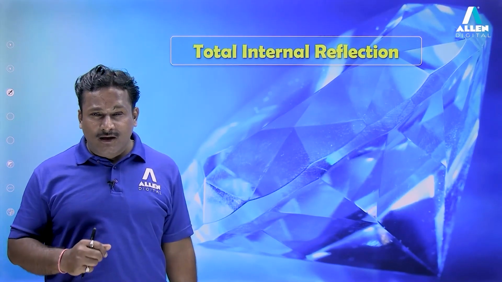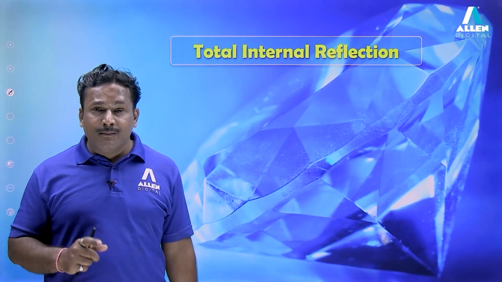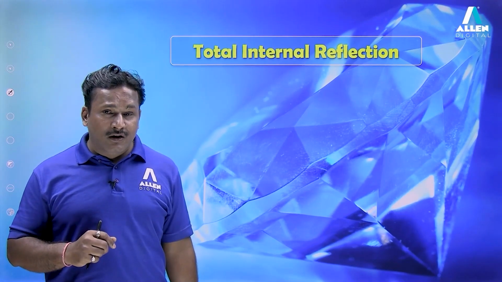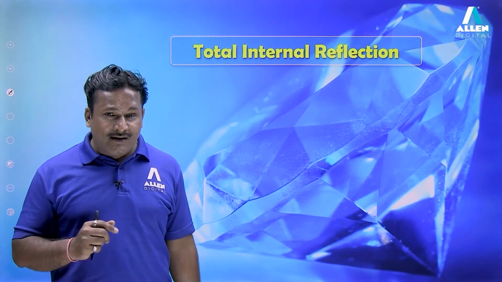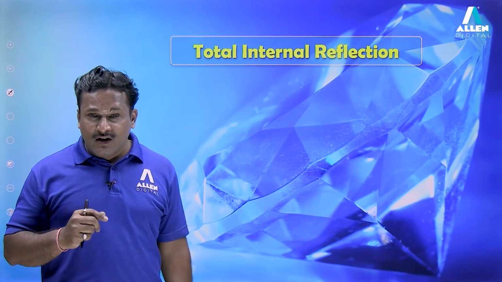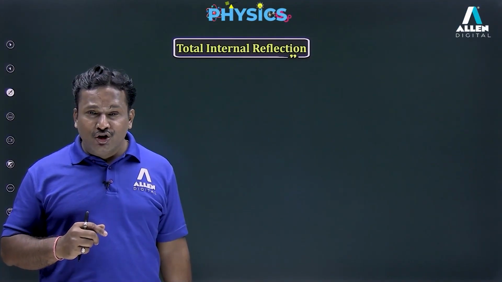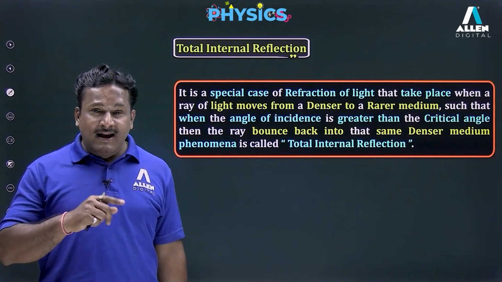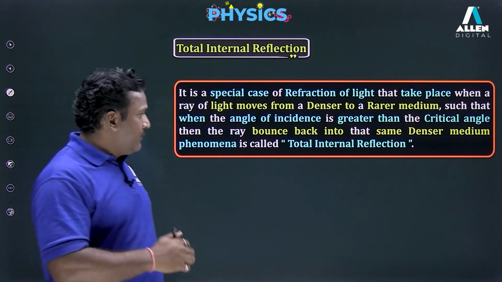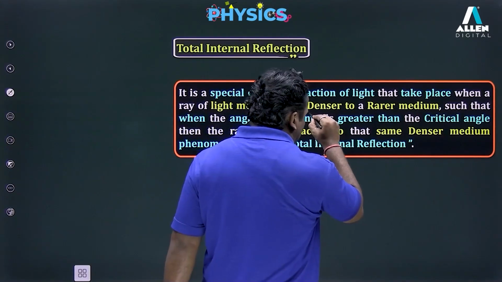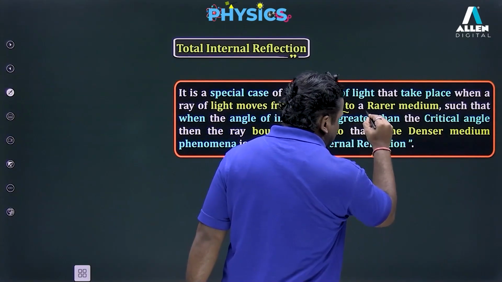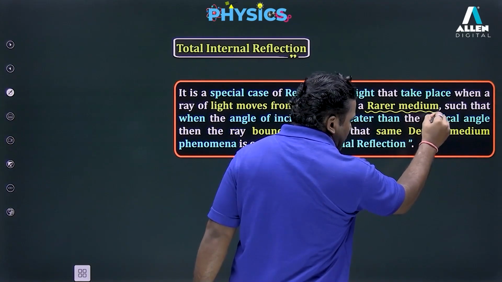Now the special case, total internal reflection. What is the must condition for total internal reflection to take place? The condition is that the ray of light should travel from a denser to a rarer medium. What is the must condition? The ray of light should go from a denser to a rarer medium.